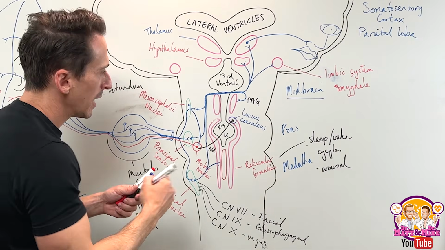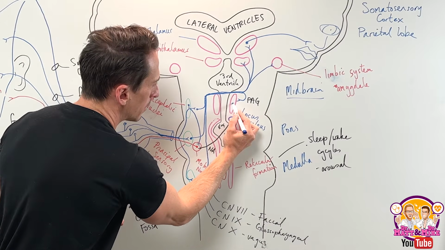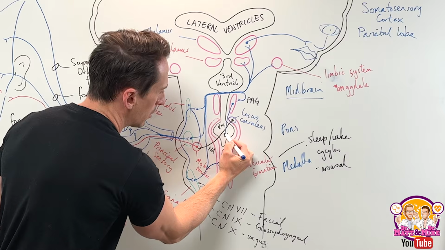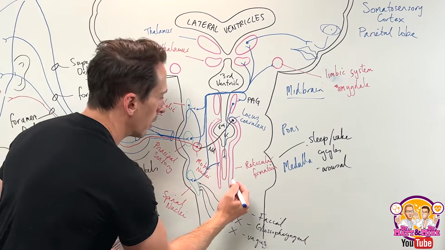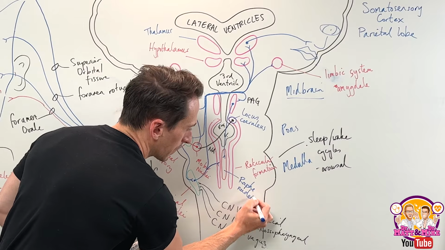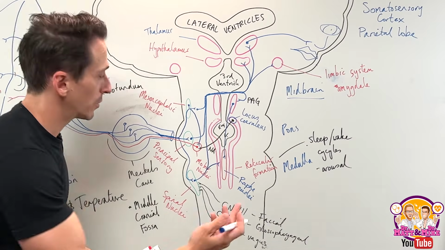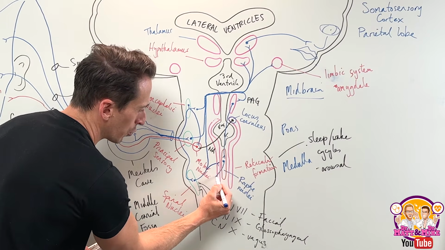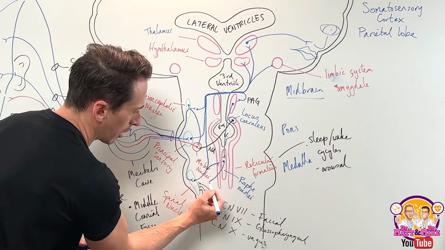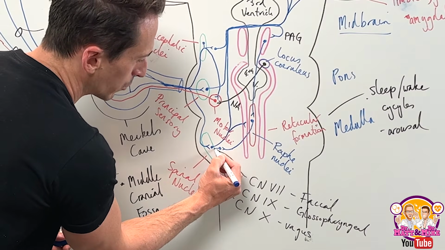And what it does is it sends a signal from the PAG down to this area here called the Raphe nuclei. And the Raphe nuclei has serotonergic neurons associated with it. So it sends a serotonergic neuron down to the spinal nuclei, and here it synapses with an interneuron, which synapses with the secondary neuron.